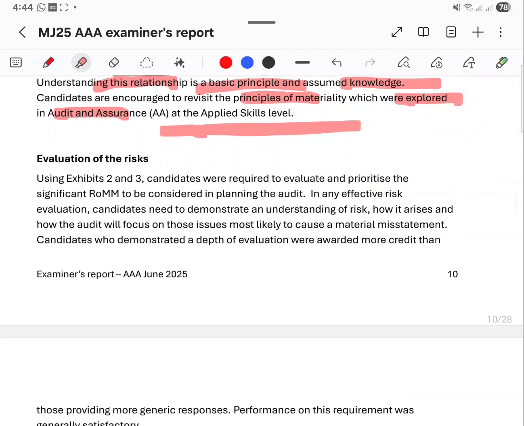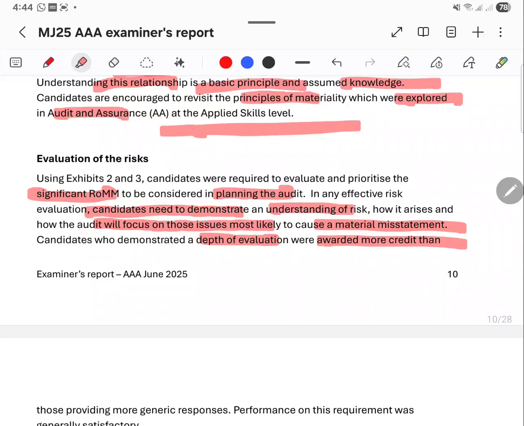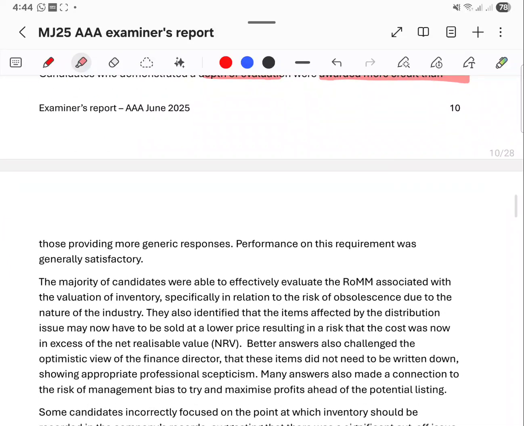In the evaluation of the risk using Exhibits 2 and 3, candidates were required to evaluate and prioritize significant risks of material misstatement in planning the audit. In any effective risk evaluation, candidates need to demonstrate an understanding of risk, and how the audit will focus on those issues likely to cause a material misstatement. Candidates who demonstrated a depth of evaluation were awarded far more credit than those providing more generic responses. Performance on this requirement was generally satisfactory.